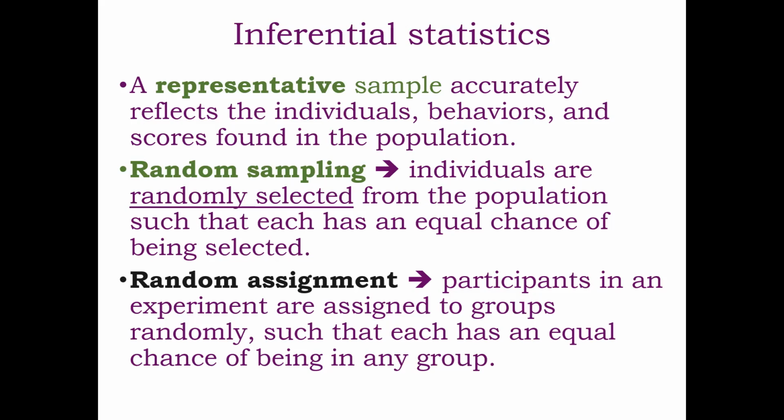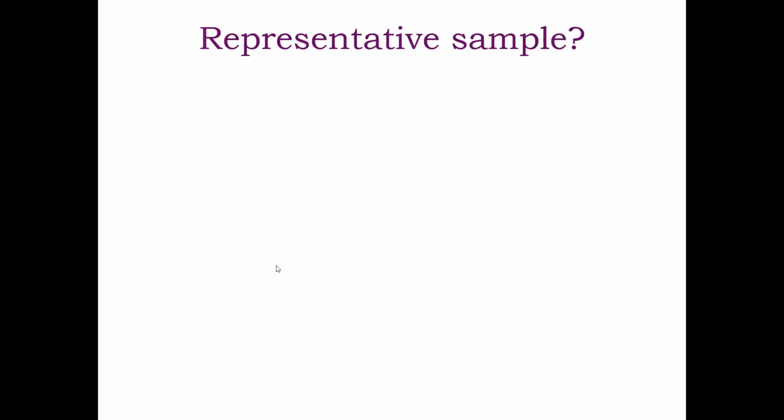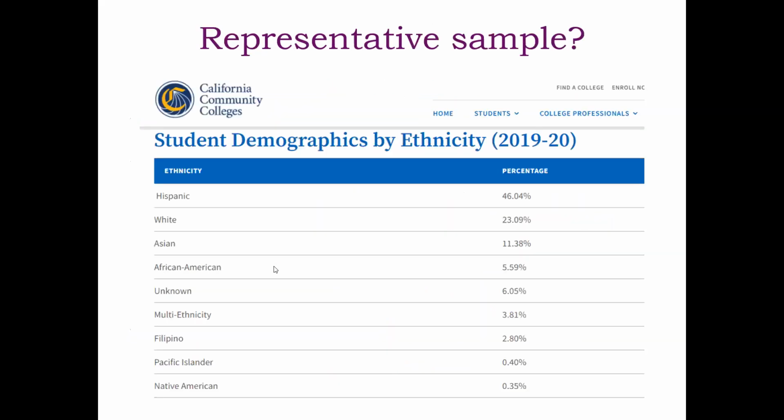So let's think about what that might look like. For example, here we have student demographics of California community colleges by ethnicity in 2019 to 2020. We see that overall we have 46% Hispanic, 23% white, 11% Asian, almost 6% African American, and so forth.